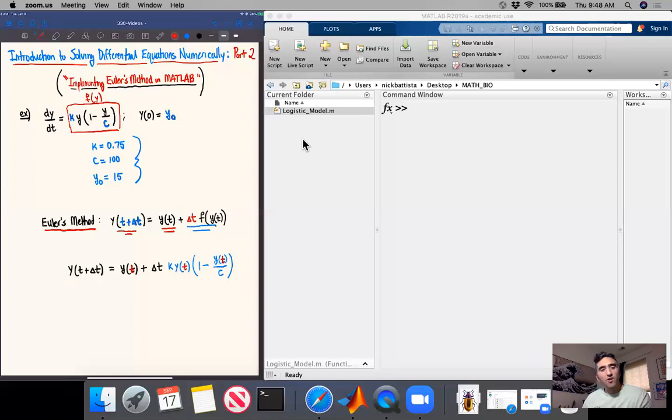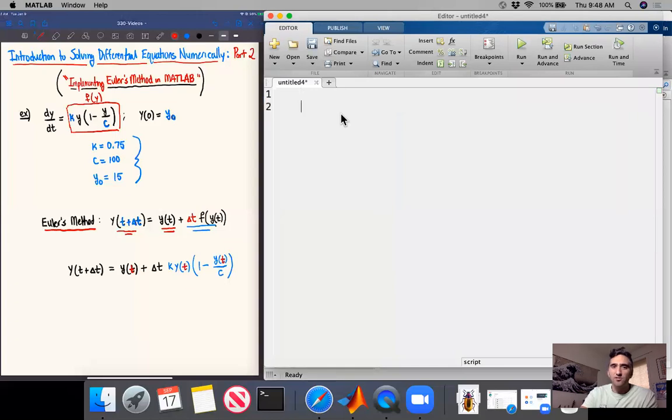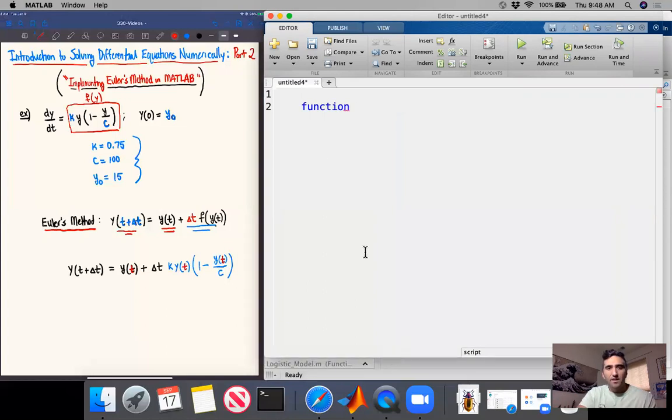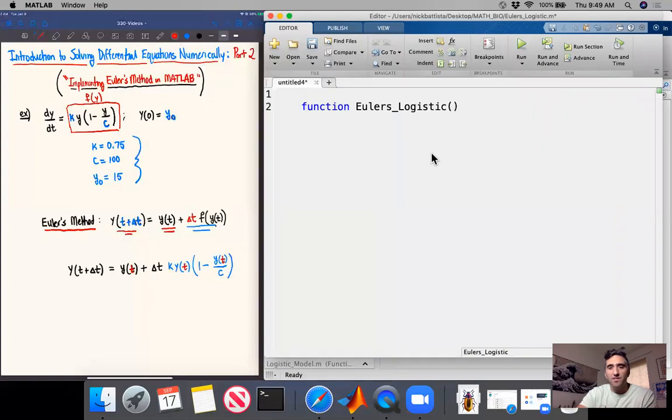So let's go ahead and start trying to implement this on a computer using MATLAB. So inside of MATLAB, I'm going to be in whatever folder I want, so here, just my math bio folder. I'm going to go up to new script, click new script, to bring up a blank script, excuse me. And I'm going to write this as a function so I can call it from the command window in MATLAB. And let's just call this Euler's Logistic, a very clever name that just suggests, hey, we're using Euler's method to solve the logistic equation. I'm going to go ahead and save it just so I don't lose my work.